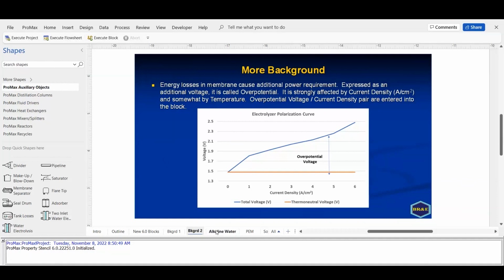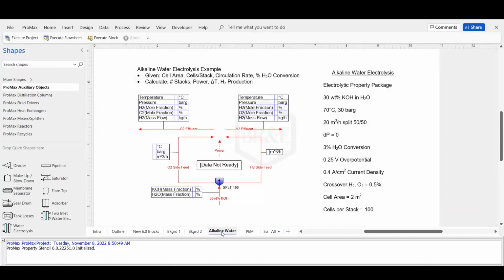So that's all the theory or background that I want to go into. Now let's go into the fun part, which is to actually configure some electrolyzers. I've already got the callouts that we'll need for discussing any of the results, and I've got the streams built, but they're not configured yet. There's a place right in the middle here where we're going to add our electrolysis block. In this case, we're going to do an alkaline water electrolysis model. It's got two feed streams going into it, so we'll use the dual inlet electrolysis block.